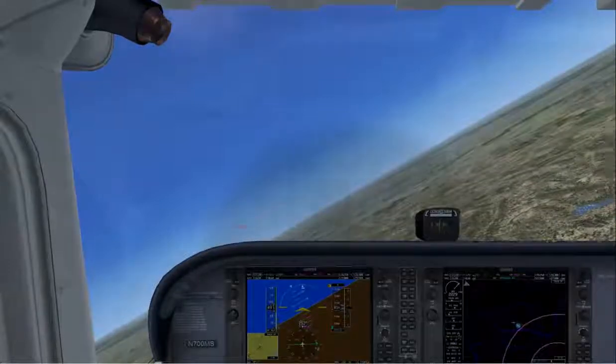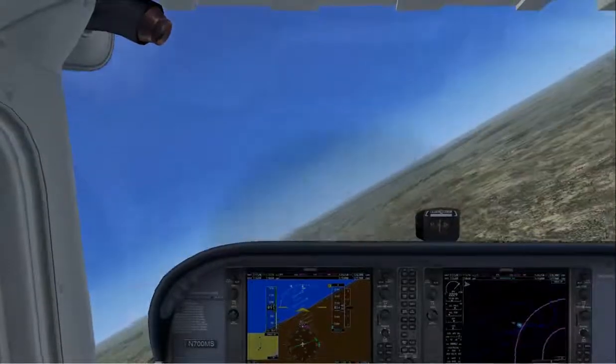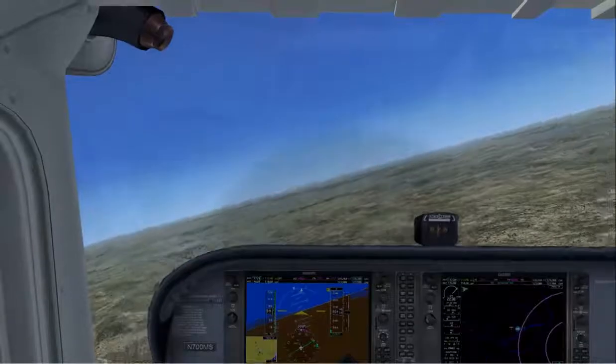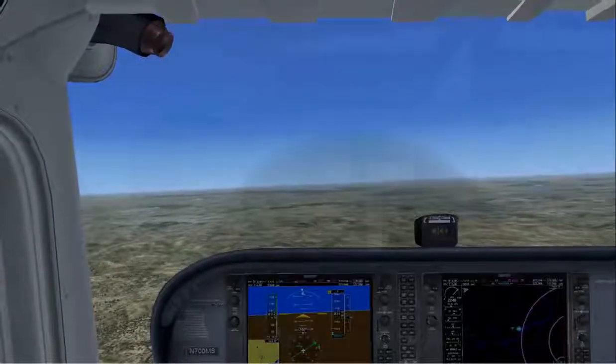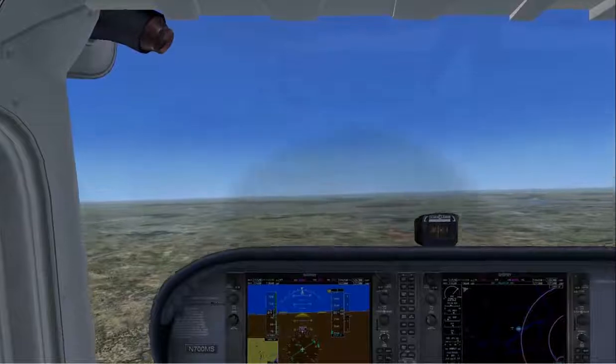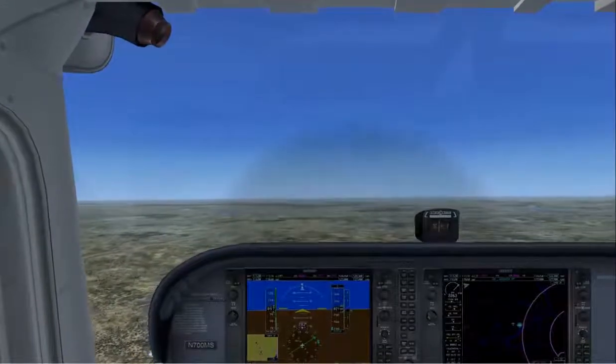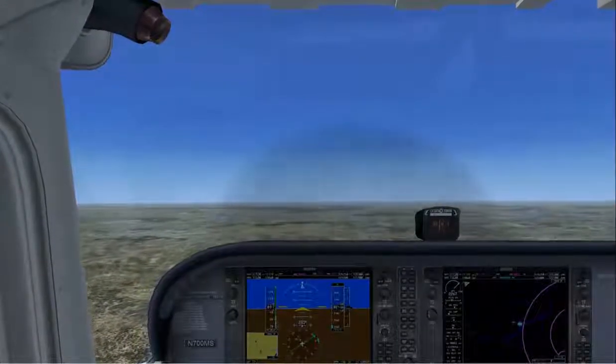We'll go ahead and initiate a rollout. Since I'm using left aileron, I need to deflect left rudder, and since I'm rolling back to level flight, I can reduce the amount of back pressure I'm holding on the elevator to hold us in level flight.